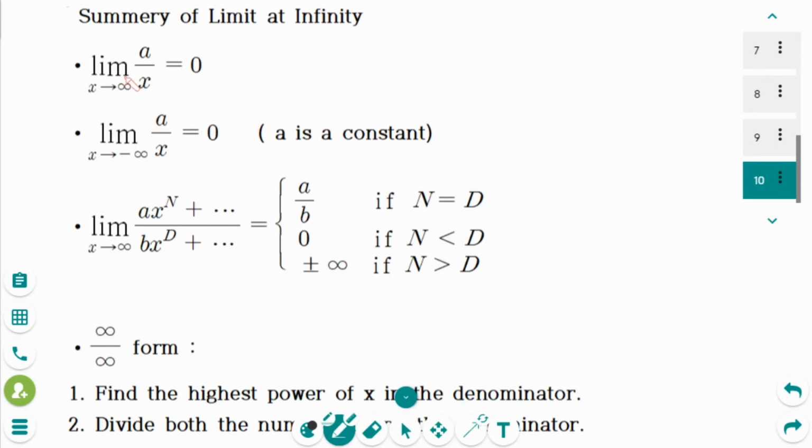This is the summary of limit at infinity. Limit x approaches infinity or minus infinity, the number of x equals 0. And this is infinity over infinity form. So you can use a shortcut. If degree n and d are same, the answer is a over b. If degree d is greater than n, the answer is 0. If degree n is greater than d, the answer is positive infinity or sometimes negative infinity. Or you can use these steps.